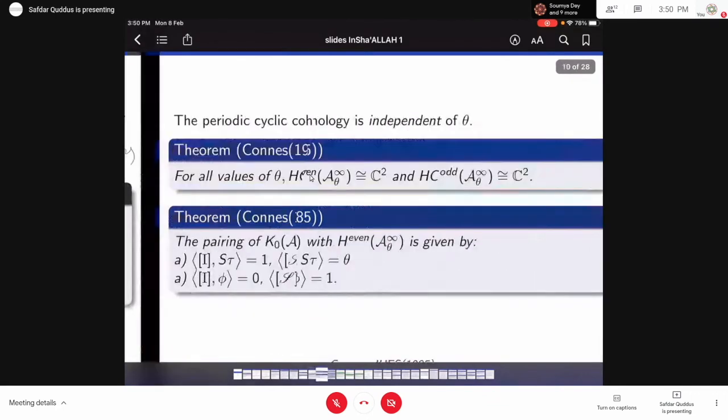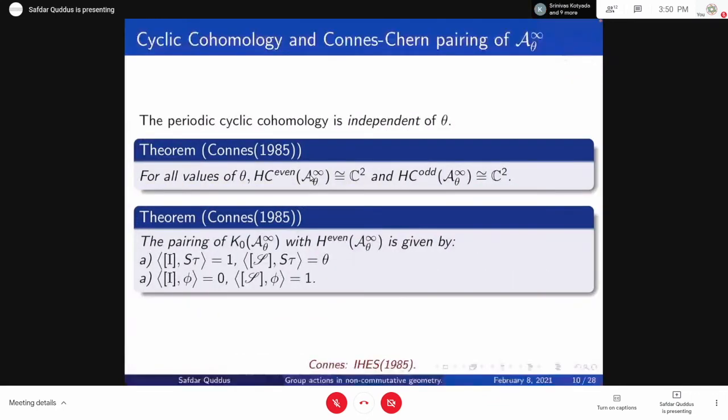But it turned out that the cyclic cohomology, whose definition we had, was independent of theta. So in spite of having a very, very similar definition to Hochschild, it turned out that the cyclic cocycles were independent of theta in dimension, obviously. They depended on theta, but the number of cyclic cocycles was not dependent on theta, unlike the Hochschild cocycles. This is a phenomenon which was evident from calculation, but why it is happening was a sort of mystery.